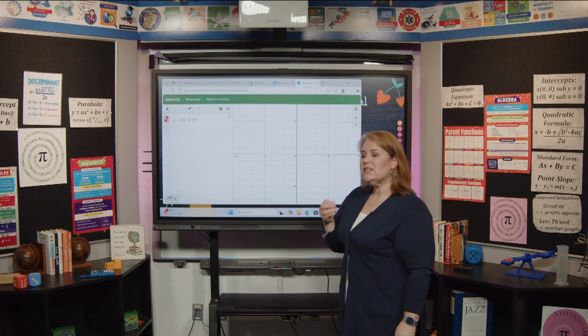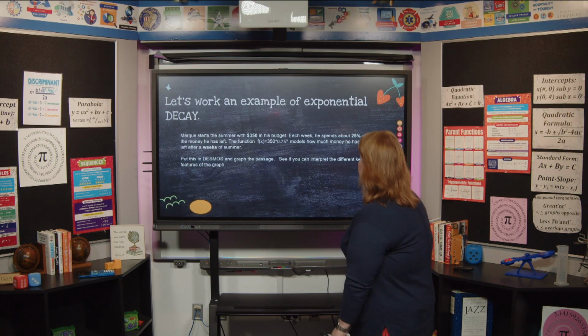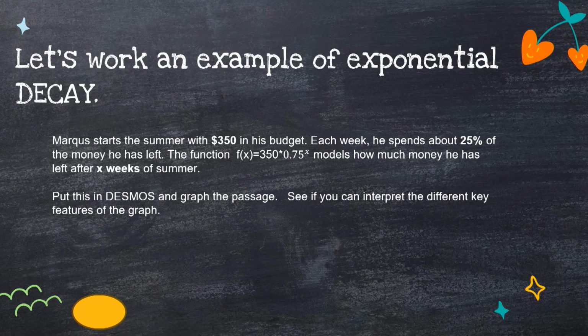So that's one way to look at this. So let's go back and see what it tells us next. So we interpreted the graph. So when that graph passed over that y-axis, that's $350 at the beginning of the summer at 0 weeks. So I have that $350. And then we saw as the graph continued, my weeks got longer, or my weeks increased, my money decreased.